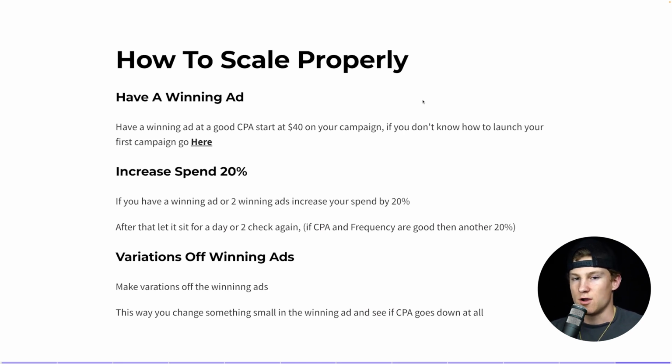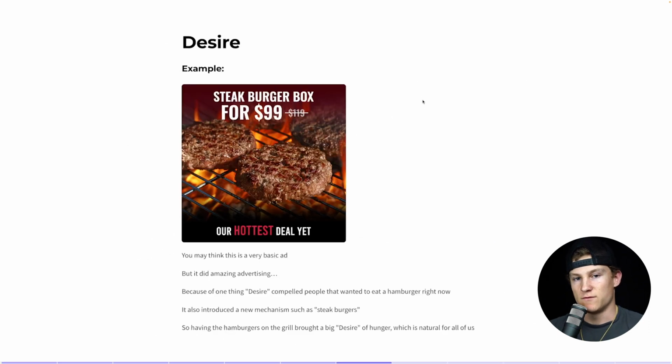Then back to what I was talking about before with variations off winning ads. Whenever we get a winning ad, we make a small adjustment to the winning ad before and turn it into another DCT. So let's go back to the steak burger one. So based off this steak burger box ad, we will now make small adjustments to this ad because it was a winning ad. It had good ad spend and it had a good CPA.